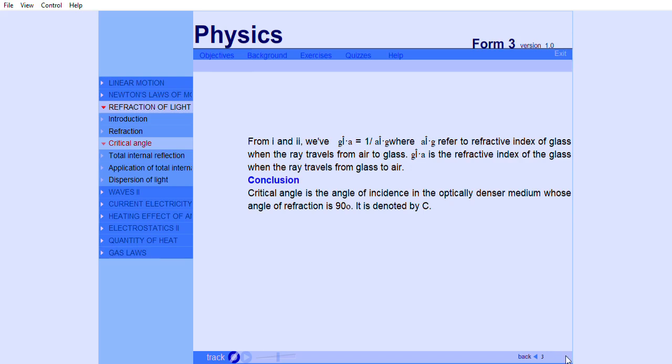Conclusion. Critical angle is the angle of incidence in the optically denser medium whose angle of refraction is 90 degrees. It is denoted by C.